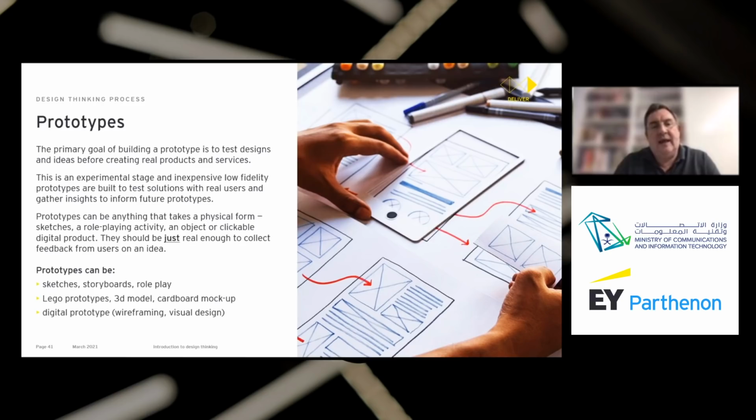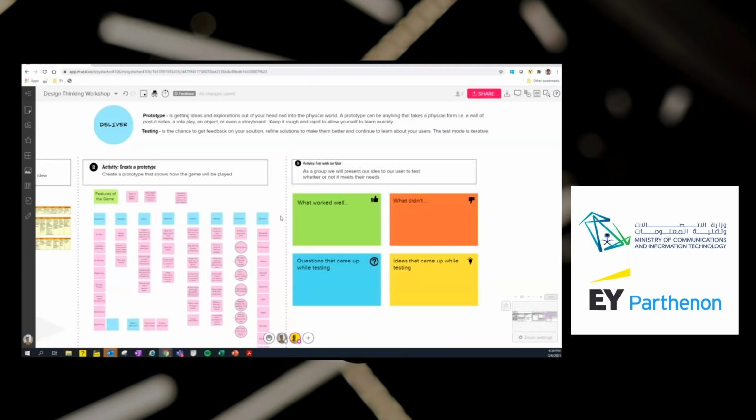What we'll do now, in the next session of Mural, is show you how we went about prototyping: first a storyboard, and then a more elaborate version of that storyboard that we could finally test with the users.